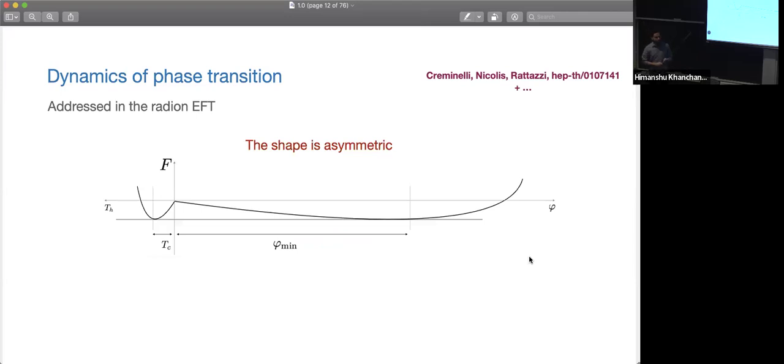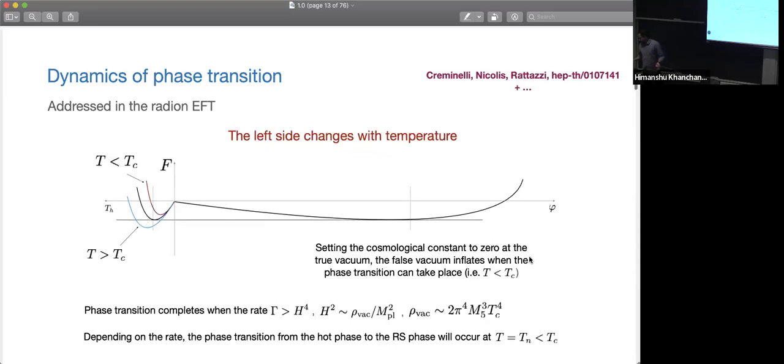So that was an oversimplification. There are some details. The first one is that this shape is very asymmetric. Remember I said a couple of slides back that this critical temperature, at least in the models that people have studied, is much smaller than phi min. So the shape actually looks more like this. One side is much bigger than the other.